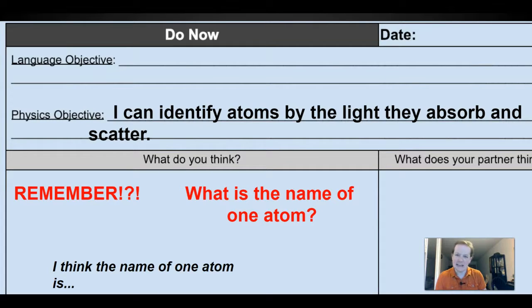Try and take a guess. I just want you to guess. You don't have to Google an answer. If you're wrong, that's okay. But you could write down, I think the name of one atom is, we've talked about some by name. It's not important that you know the names, but just do you remember the name of one atom? Okay, go ahead, write your sentence.